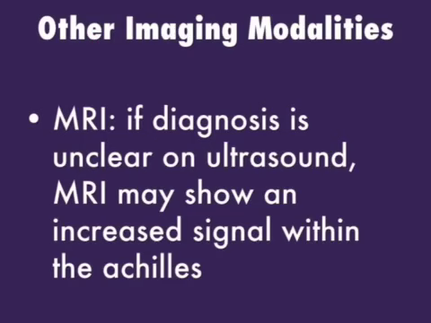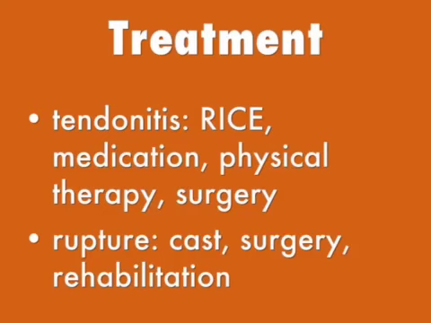MRI may be used in conjunction with ultrasound, especially if the results are unclear. MRI does have a higher sensitivity, so it could pick up additional signals within the Achilles that ultrasound may have missed. Tendinitis is usually treated with rest, ice, compression, and elevation, also known as RICE. Some doctors may prescribe medication, physical therapy, or possibly even surgery in severe cases. As for a rupture, a doctor may suggest a cast and let the rupture heal on its own, but most prefer surgery with intense rehabilitation.